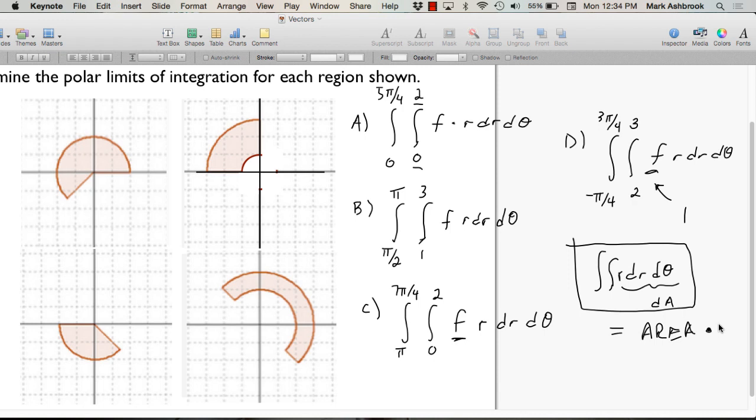It's still giving a volume, but with height 1 everywhere.